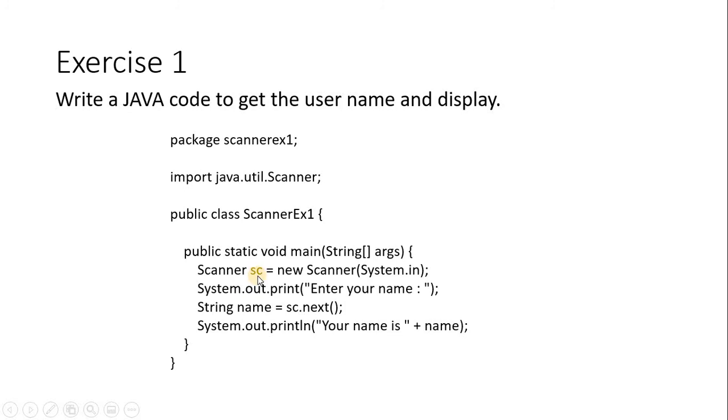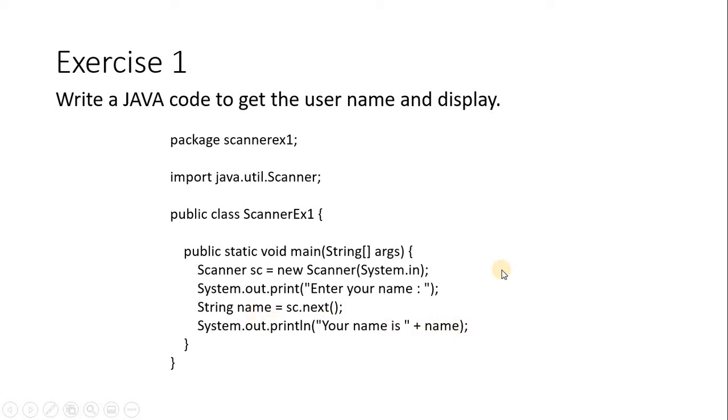This creates an object for the Scanner, and now we print, enter your name, in the console. After that, we get the name from the next method. The string token is obtained from the next method. So scanner object dot next returns a string, which we assign to the string name. So the string name will get the name typed in the console, and after that we print the name here. In this program, we initialize the scanner, call the next method, assign the value to name, and finally print the name.